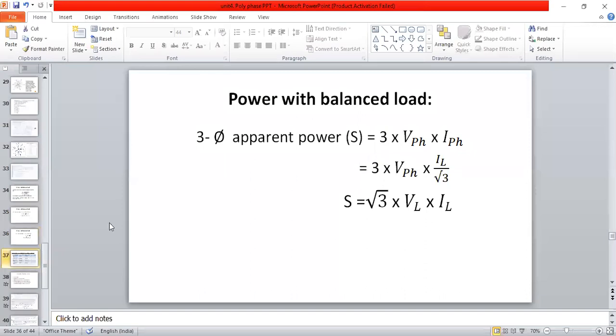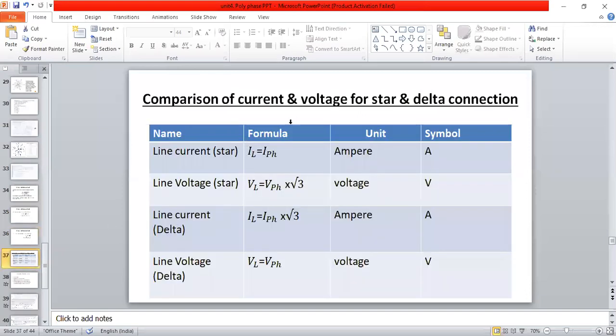So next we'll discuss the comparison of current and voltage for star and delta connection. Here I have not written anything yet. The line current for the star: IL equal to IPH, and the unit of line current and phase current is ampere, with symbol A. Next, the line voltage for the star connection is VL equal to VPH by root 3.